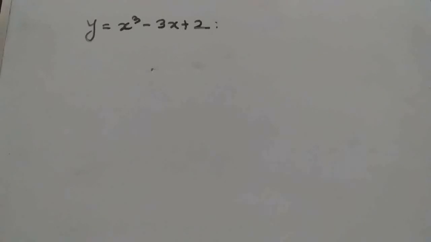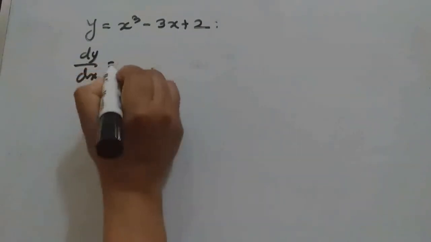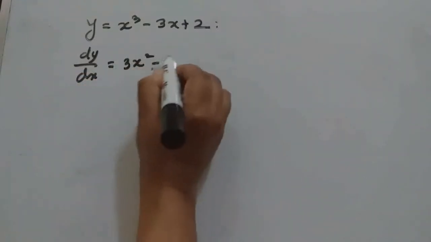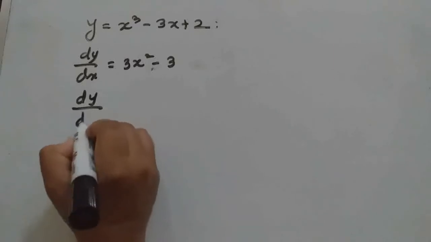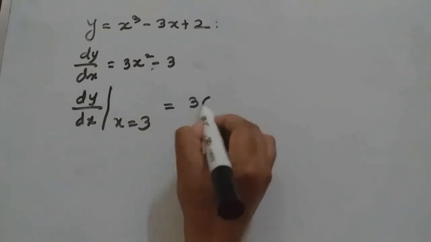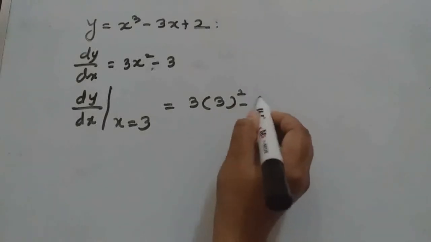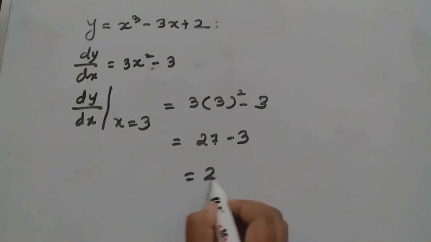Now find the slope of the tangent to the curve. So dy by dx will be 3x square minus 3. But at the point whose x coordinate is 3, that is, the x value we should substitute is 3. So the answer is 24.